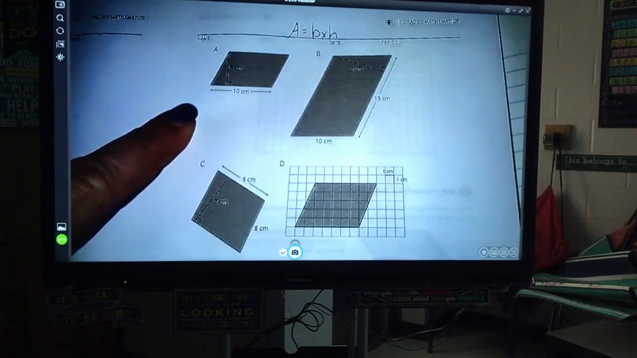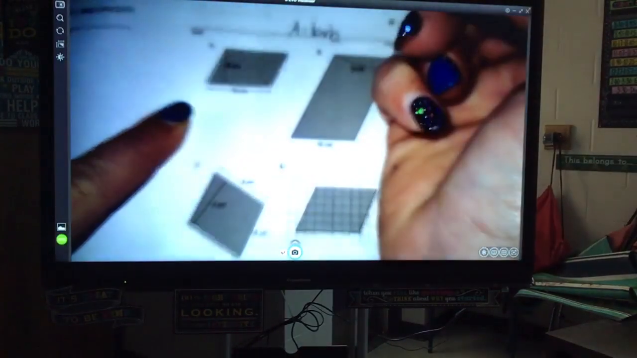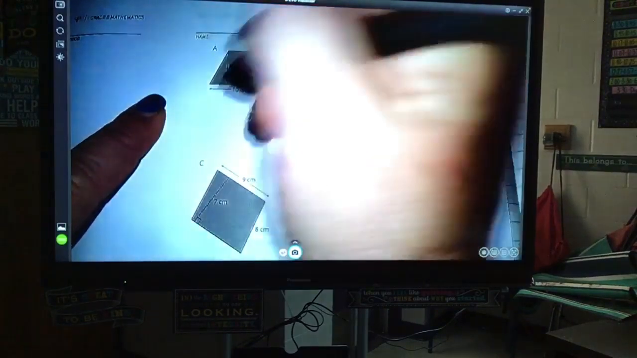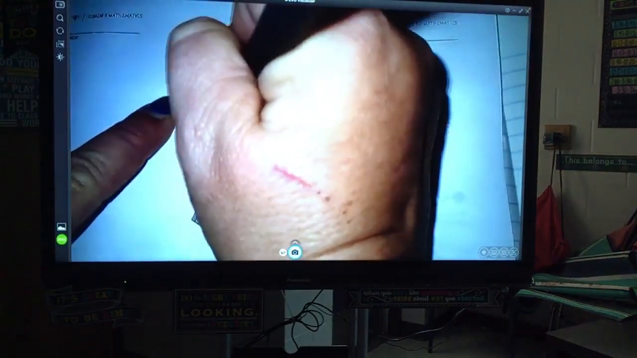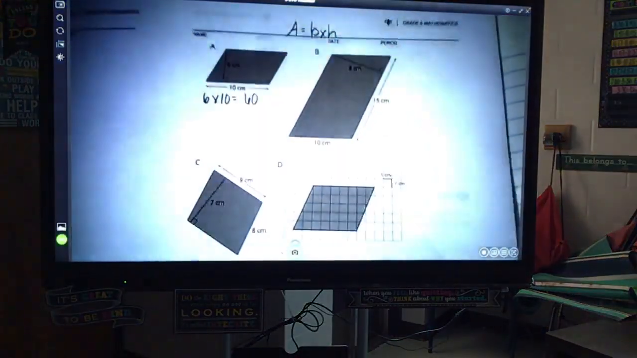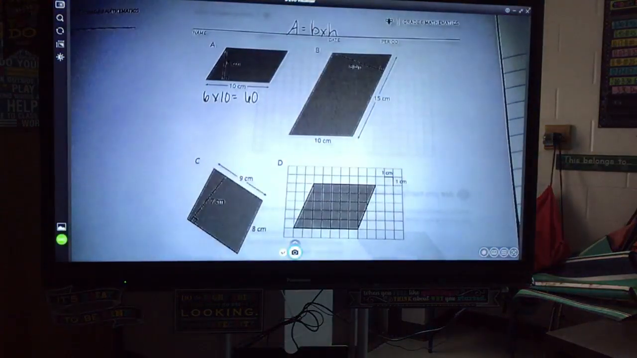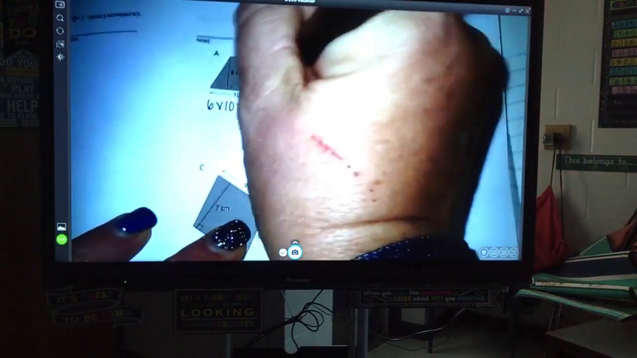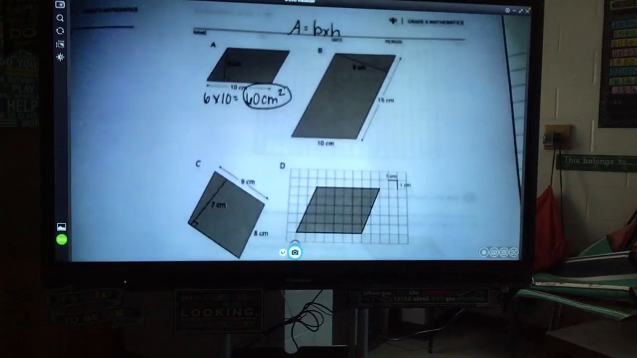River. For A, it's like 6 times 10, which gave you, nope. Wrong. What's wrong with, oh, 6 times 7. Yes, sir. Much better. All right. Everyone should have got that one right. We good? Thumbs up.